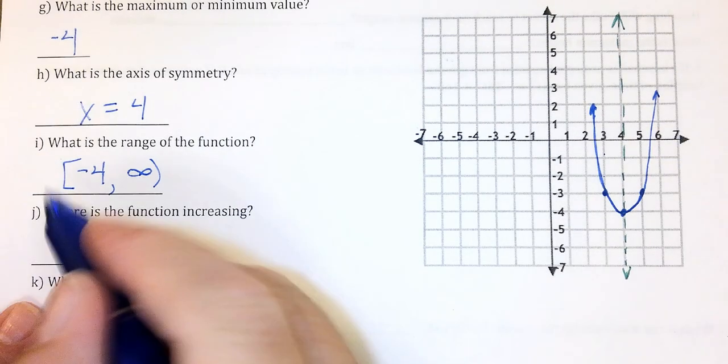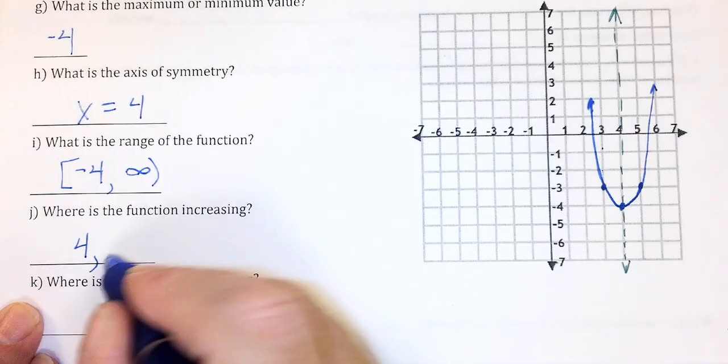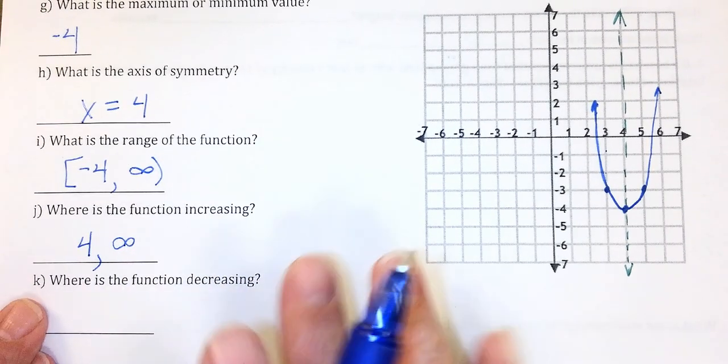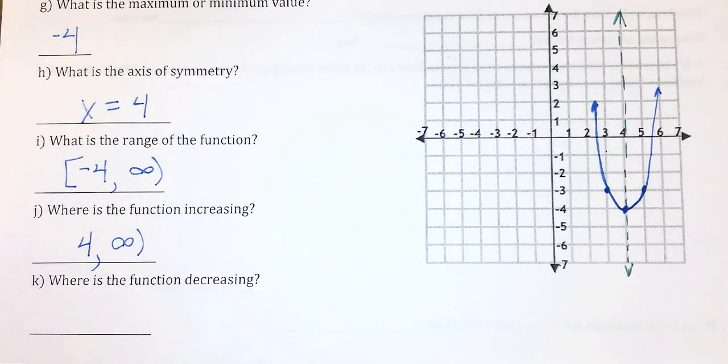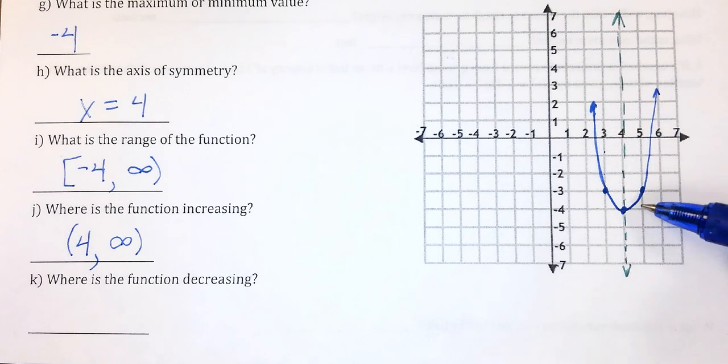So we're going to start with 4. And then how far to the right does it go? Well, it does end up going on and on forever. So that's your infinity. And that's going to get a parentheses. Now, increasing and decreasing, the number that we put here is also going to have a parentheses because at that point, that is where it's changing. It's changing from decreasing to increasing. So we're just saying that at that point, it's doing neither. So we're not going to include the 4 in this interval.